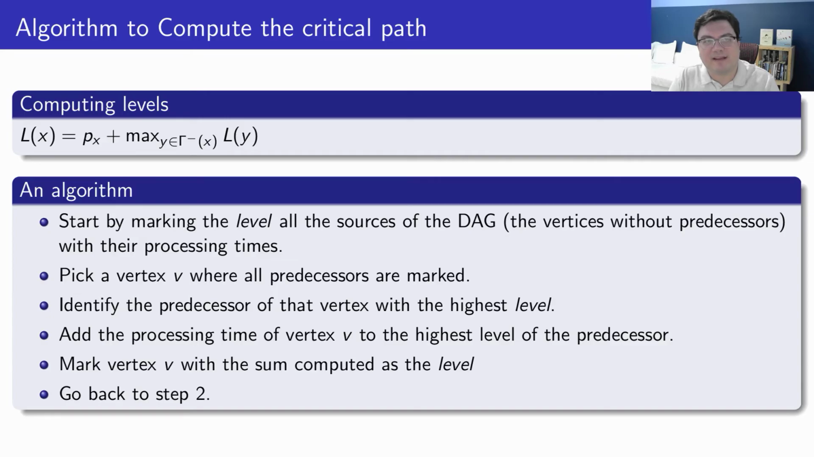Computing the critical path can be done in one pass over the graph. We start by marking all vertices without predecessors with their processing times. For a vertex without unmarked predecessors, we can compute its level by summing its processing time with the level of its predecessor with the highest level. We then mark that vertex and keep going until all vertices have been marked. Let's look at an example.